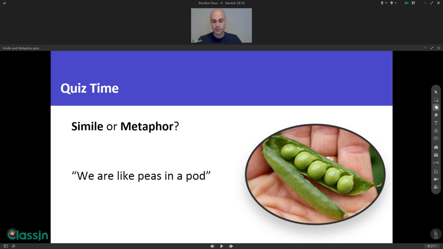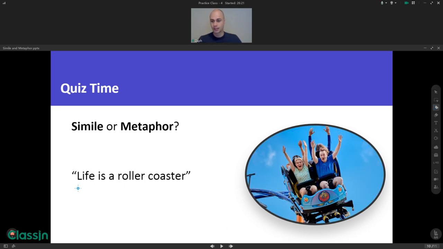And our last one is life is a roller coaster. Sounds fun. Simile or metaphor? It is a metaphor. Notice it doesn't say life is like a roller coaster. It says life is a roller coaster. And that means it has its ups and its downs. Isn't that true?